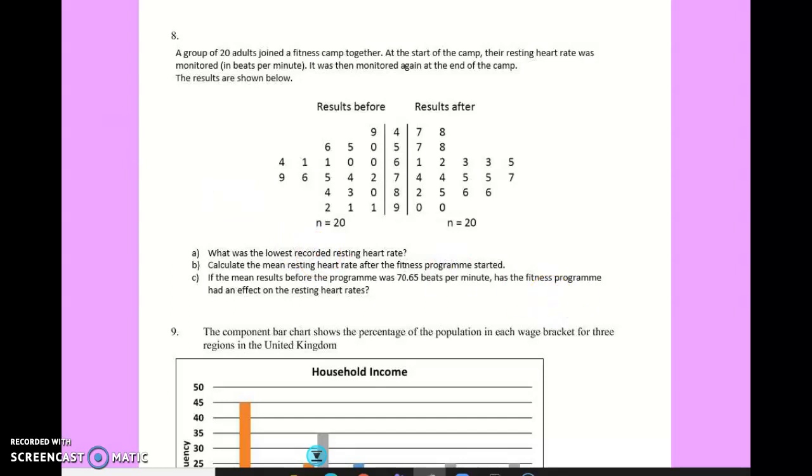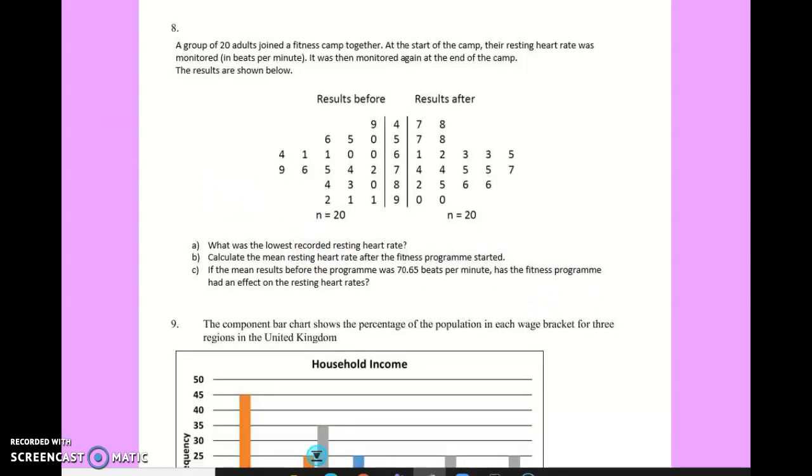Okay, number 8, the stem and leaf diagram. So a group of 20 adults joined the fitness camp together. At the start of the camp, the resting heart rate was monitored. What was the lowest recorded heart rate? So the lowest recorded heart rate, we're going right the way to the top. That's the smallest number there, would be 47. Missed out a key in this. I thought I typed one in. Well, assuming that's our key then.